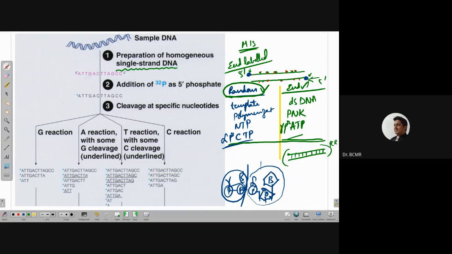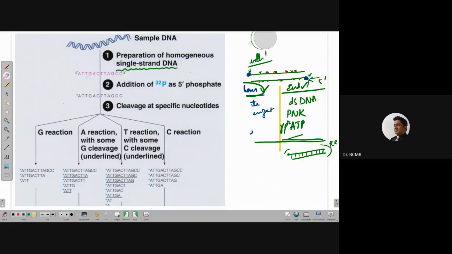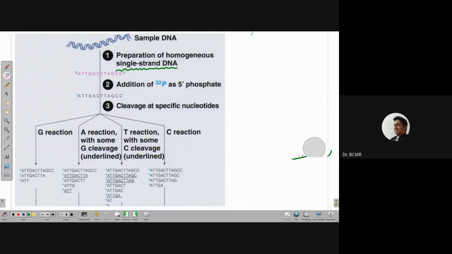So what I'm going to now discuss is the technique of the Maxam-Gilbert method of sequencing. The first thing, I already described single-stranded DNA. Then we have described the end labeling. We are going to use gamma P32 labeled ATP and polynucleotide kinase to add the radio labeled phosphate to the 5' end of the single strand that we have. Here is the single strand. Now this implies that it is radio labeled.